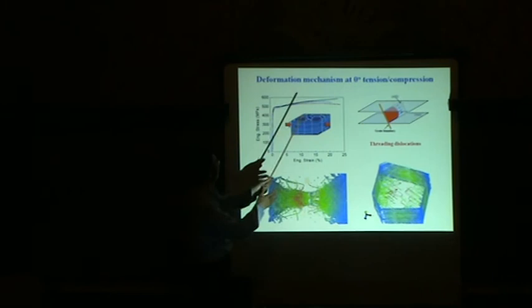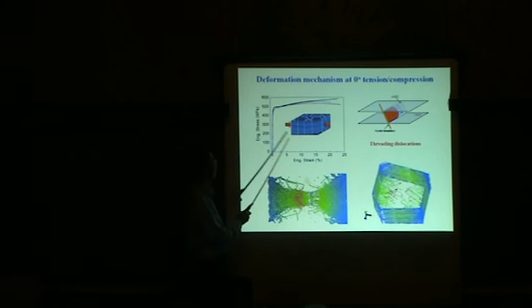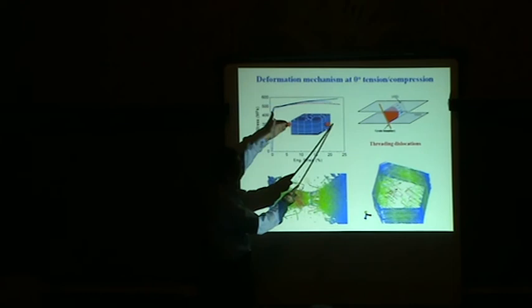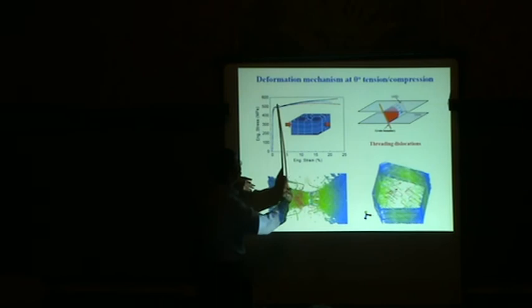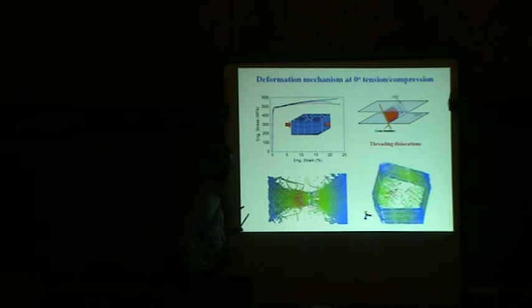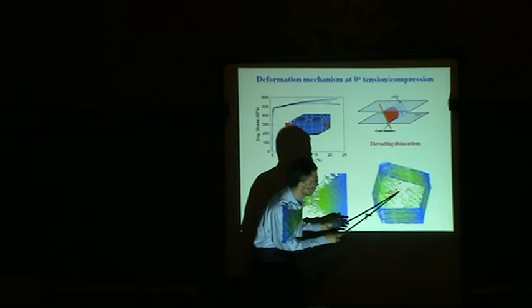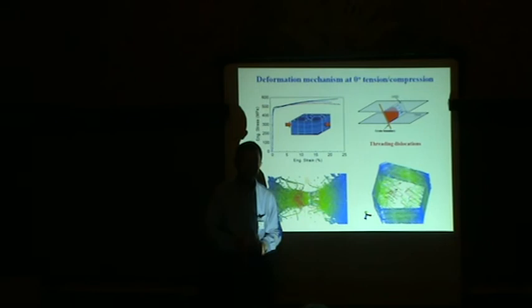When we compress, this is the actual experimental data for such a system. When you compress the material with parallel twin boundaries, we see in this case one of them is tension, one is compression, the other one is compression. There are two compression curves, one tension curve, and they all overlap with each other. What happened in the simulation? In the simulation, we see the mechanism is all threading dislocations. This mechanism is actually quite surprising. We didn't expect to get threading dislocations when you do this.